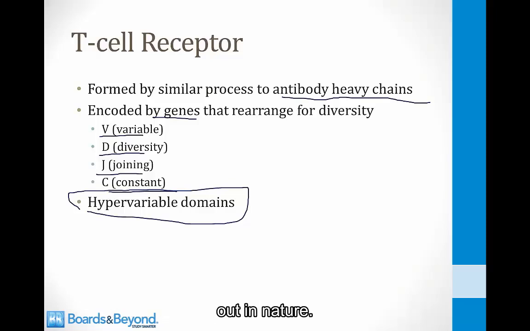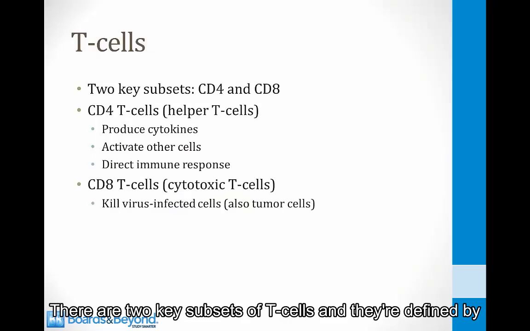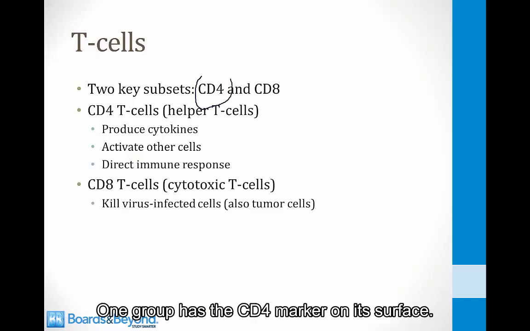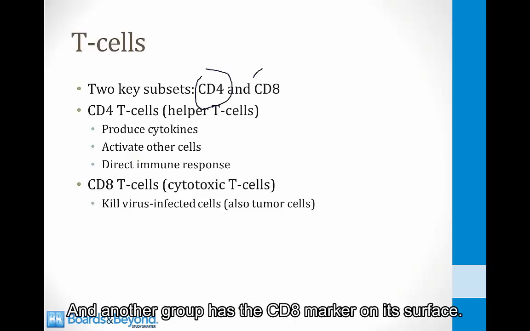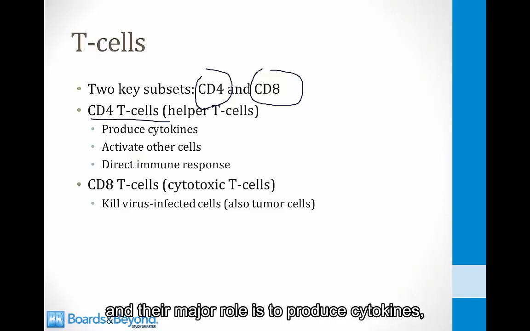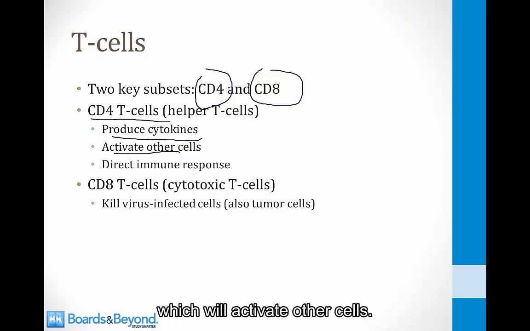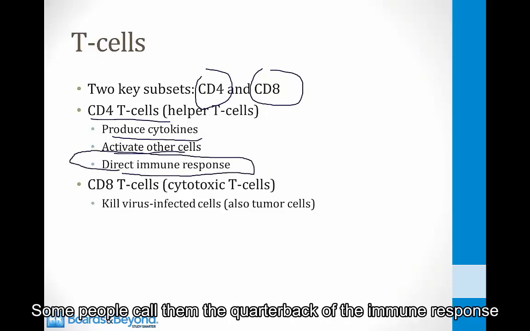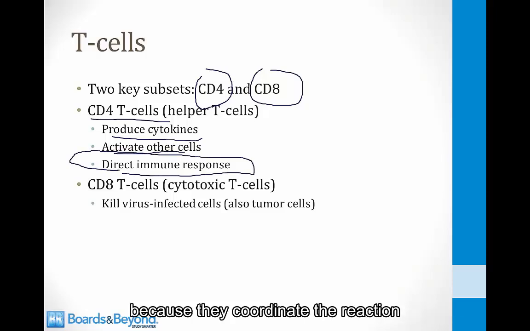There are two key subsets of T cells, and they're defined by the markers on their surface. One group has the CD4 marker on its surface, and another group has the CD8 marker on its surface. The CD4 T cells are called helper T cells, and their major role is to produce cytokines which will activate other cells, and they direct the immune response. Some people call them the quarterback of the immune response because they coordinate the reaction of the adaptive immune system.